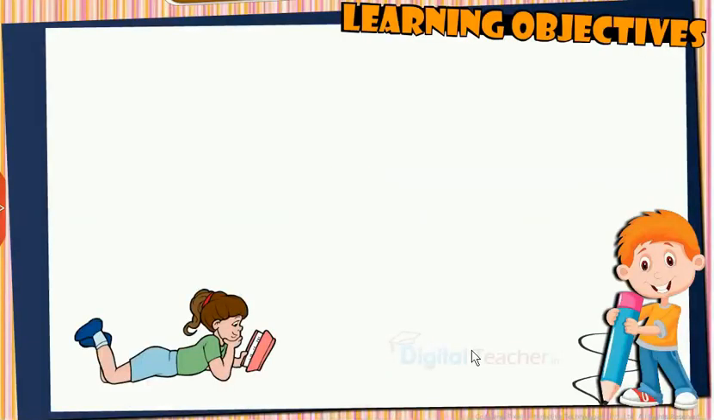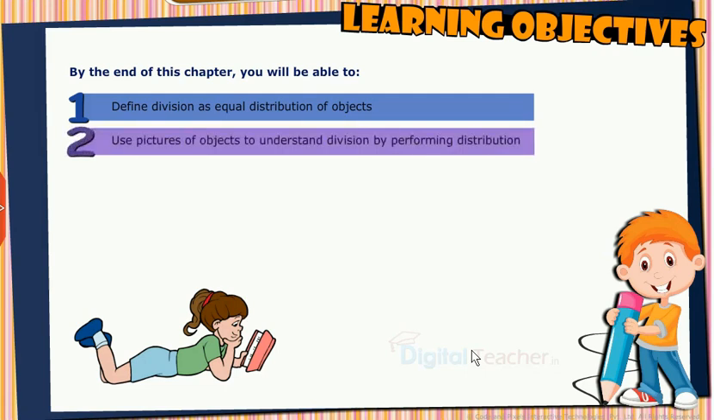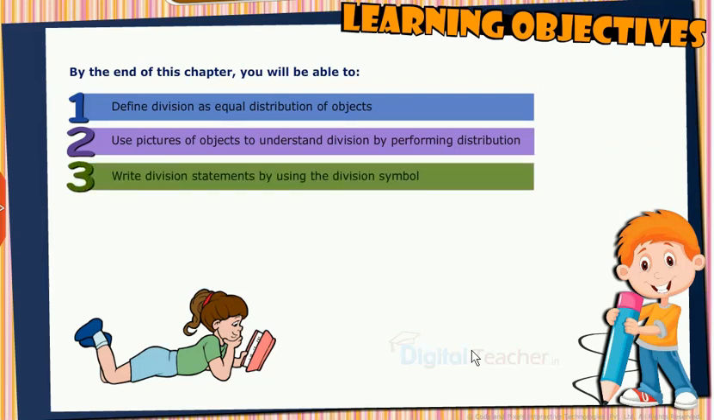Learning objectives. By the end of this chapter, you will be able to define division as equal distribution of objects. Use pictures of objects to understand division by performing distribution. Write division statements by using the division symbol.